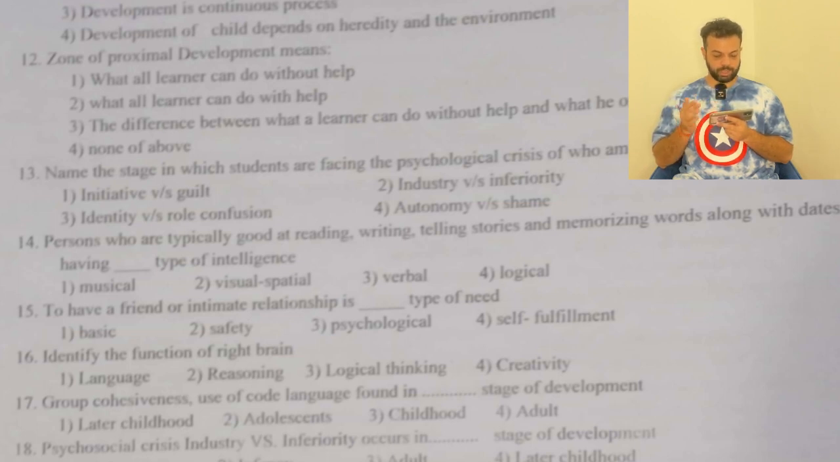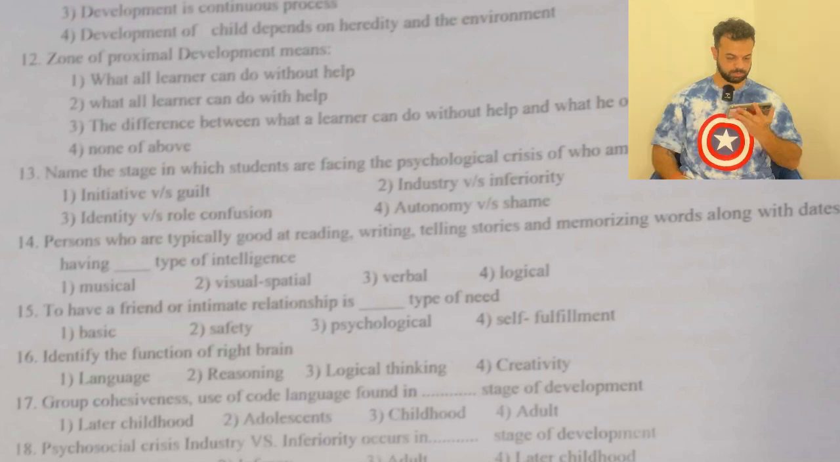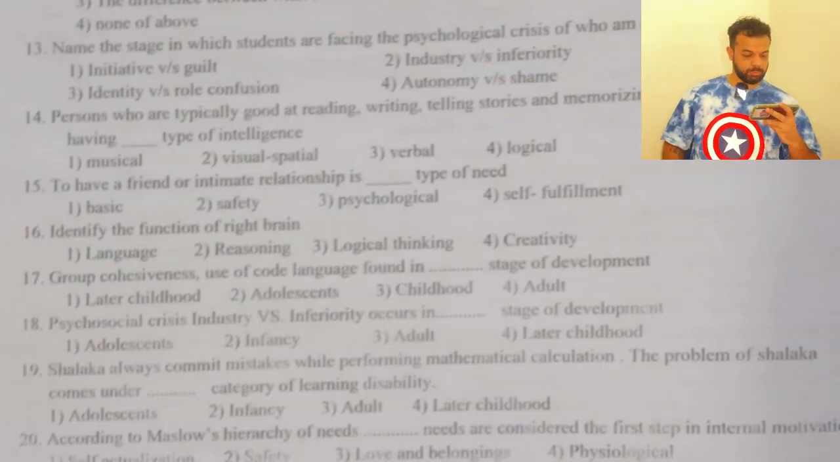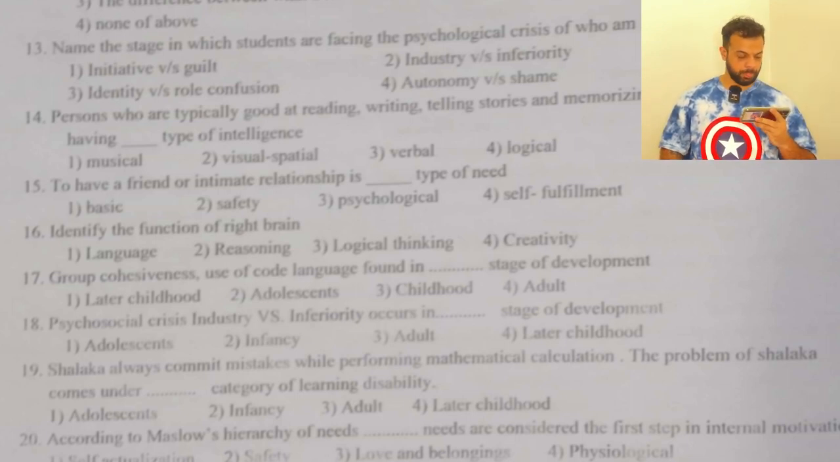Identify the function of right brain. Group cohesiveness, use of code found in dash stage of development. There are four options given. Psychological crisis industry versus inferiority occurs in dash stage of development. Next is Shakalaka always committed mistakes while performing mathematical calculations. The problem of Shakalaka comes under dash categories of learning disabilities?